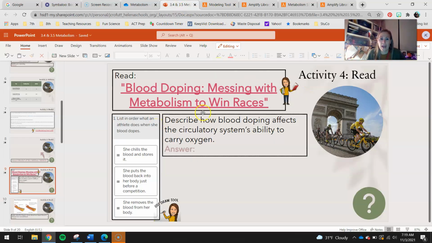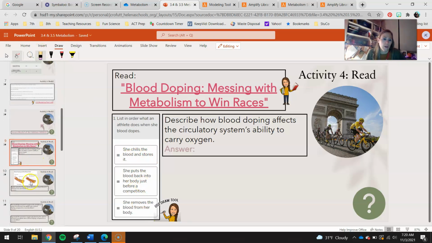Go ahead, read that, and describe how blood doping affects the circulatory system's ability to carry oxygen. And then don't forget to answer this question here. For this, you will need to use your draw tool, and you will order those 1, 2, and 3. So what's the first thing a person who is blood doping does? And then the second thing, third thing. You can just write on there 1, 2, 3. Obviously, that's not the correct order. So go ahead and complete that little question there.